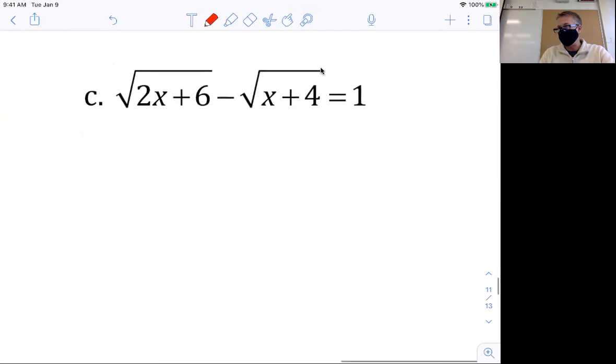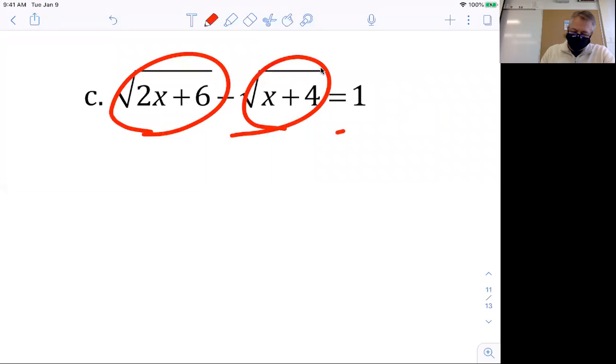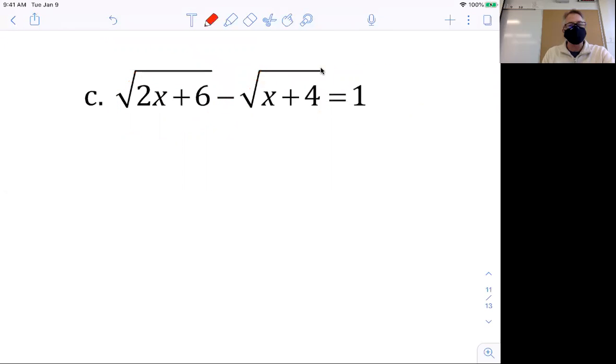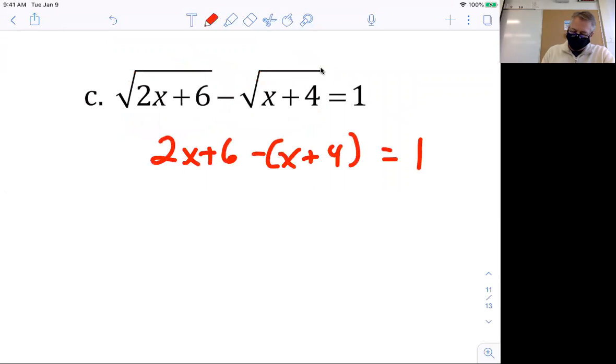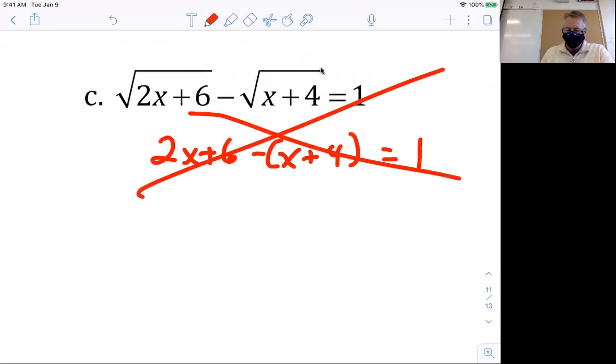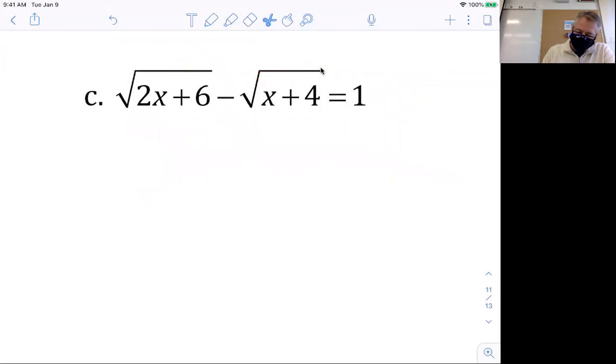So let me tell you what not to do. Do not just square this, and square this. That does not work that way. We can't just do 2x plus 6 minus x plus 4 is equal to 1. That is a big no-no. We have to first get one of the radicals by itself.